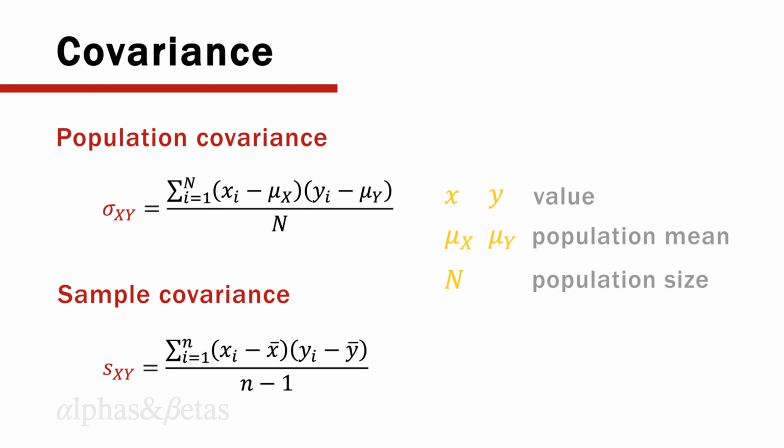This is the formula for the sample covariance, where for each observation i, x is the value for variable x, y is the value for variable y, x bar is the sample mean for variable x, y bar is the sample mean for variable y, and n is the sample size.